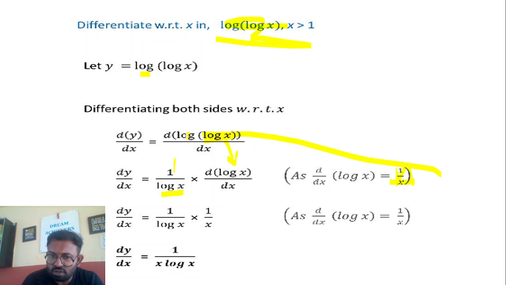Got it? First log differentiation is 1 by x, but in the place of x we have log x. So, I need to write it as it is. What is in the place of x? So, log x. So, 1 by log x. Log x differentiation is 1 by x. So, finally, I will get the answer 1 by x into log x. So, log of log x differentiation is 1 by x into log x. Clear? Here you can see.